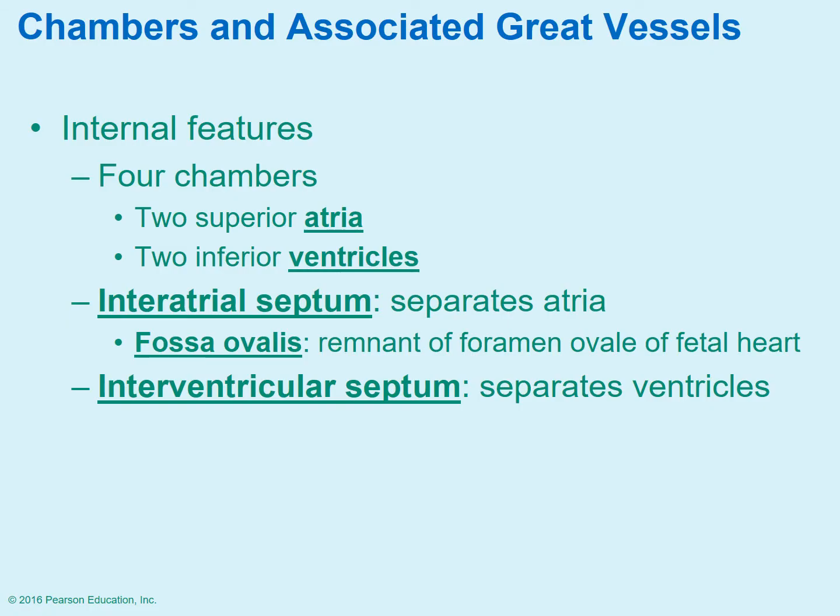So the internal features: you've got, as I said, those 4 chambers. The superior ones are the atria, the inferior ones are the ventricles. Between the atria, you have the interatrial septum. There is what we call a fossa ovalis. This is a remnant of the foramen ovale, which is found in the fetal heart before birth. Basically, it's a hole that connects the 2 atria together.